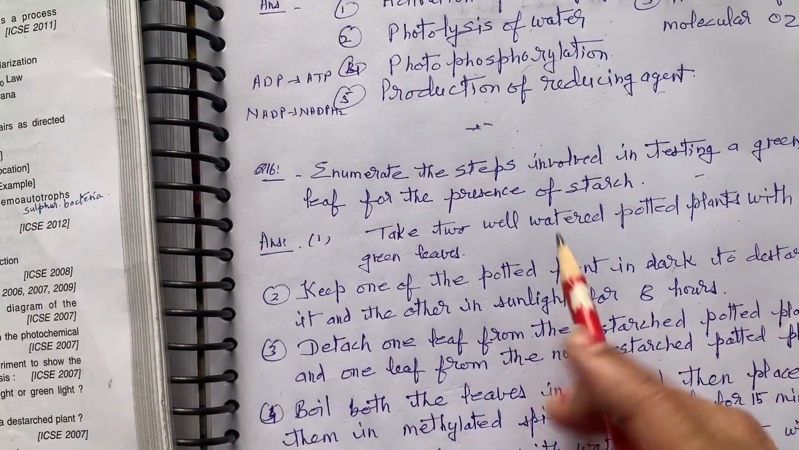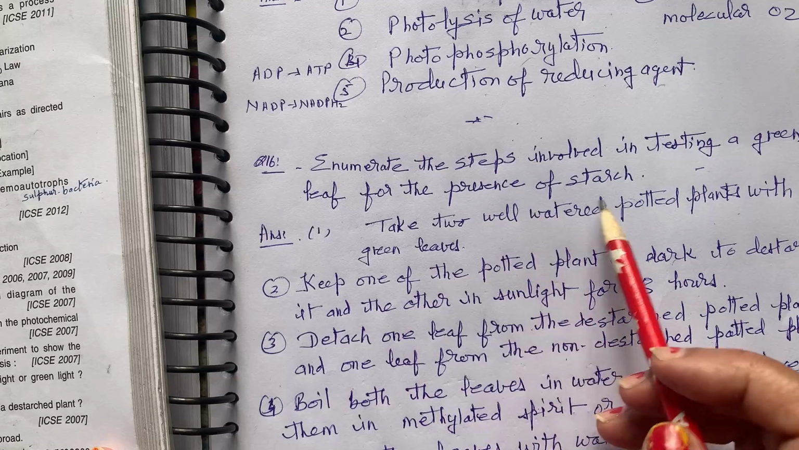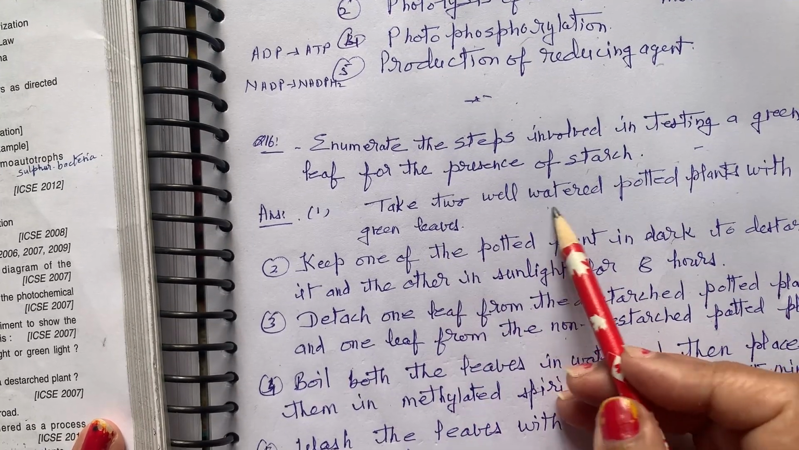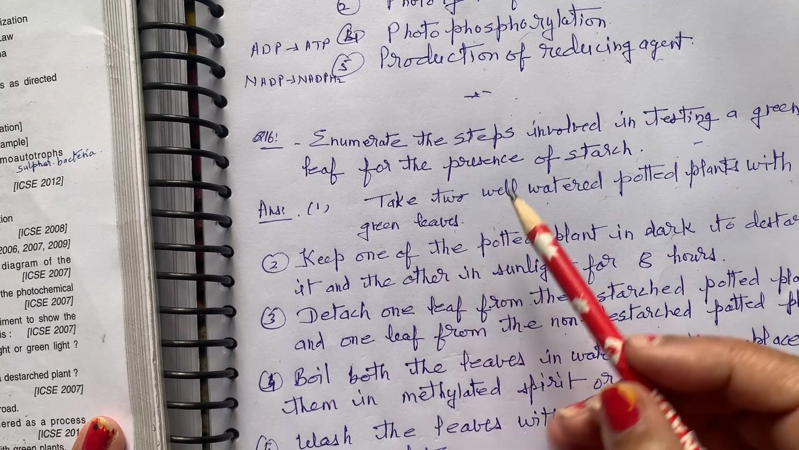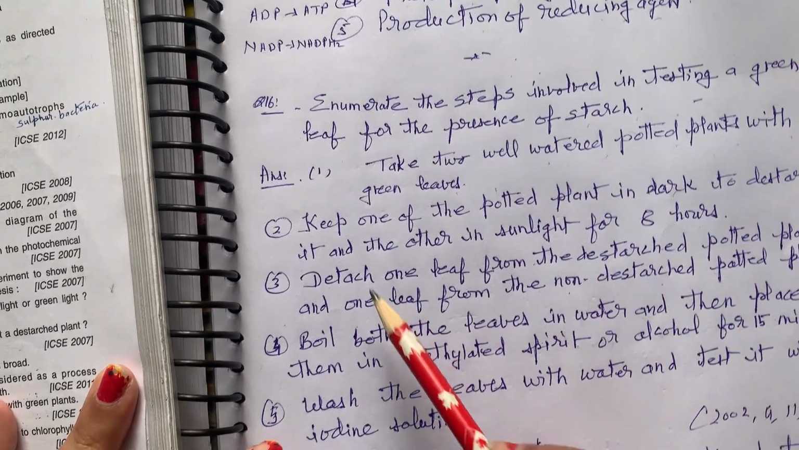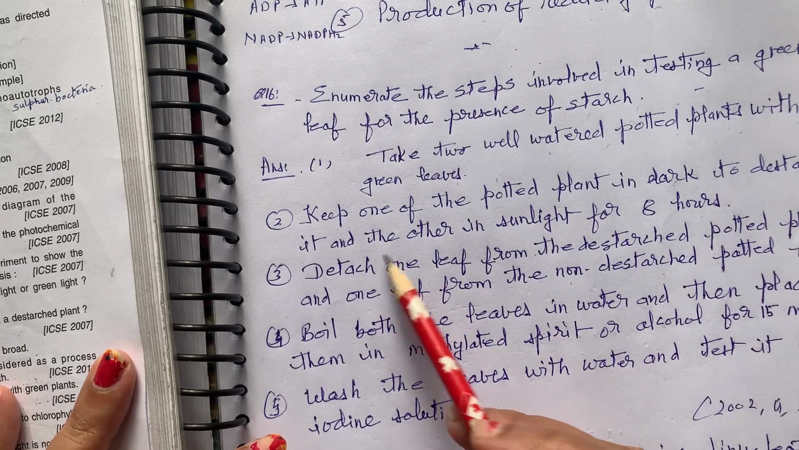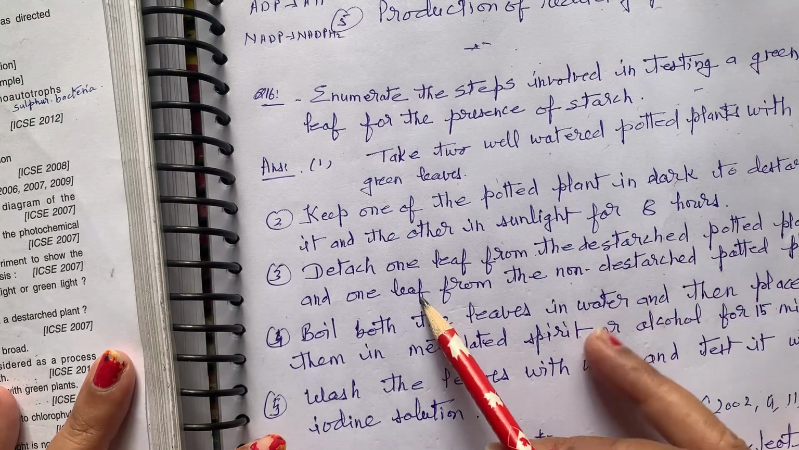Now enumerate the steps involved in testing a green leaf for the presence of starch. Take 2 well watered potted plants with green leaves. Like these steps only you are supposed to write. Keep one of the potted plants in the dark to de-starch it, and the other in sunlight for 8 hours.